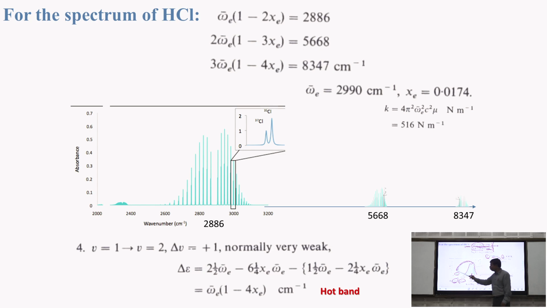And how to know that this is not the fundamental band? Obviously, the intensity will be much less, and also this intensity will vary significantly if you change the temperature of the system. If you increase the temperature, this intensity will significantly vary. So this is known as a hot band.